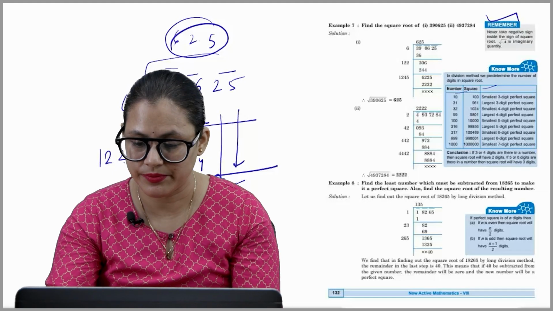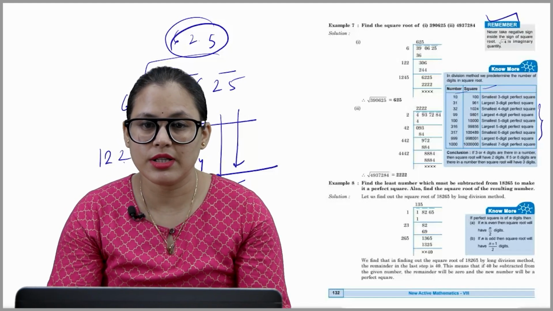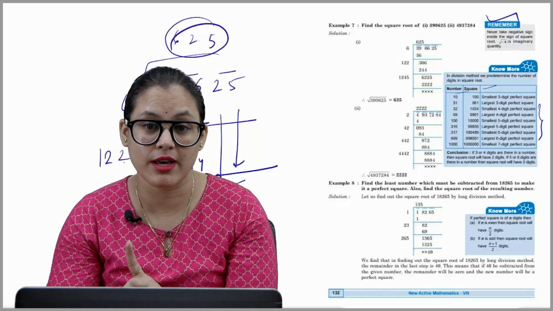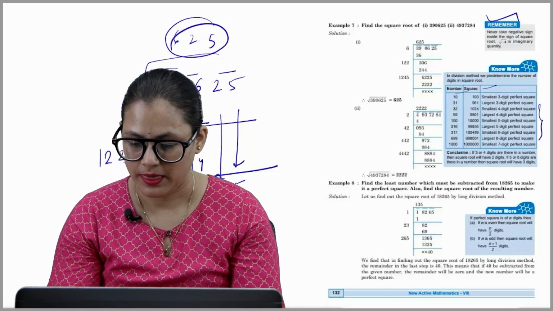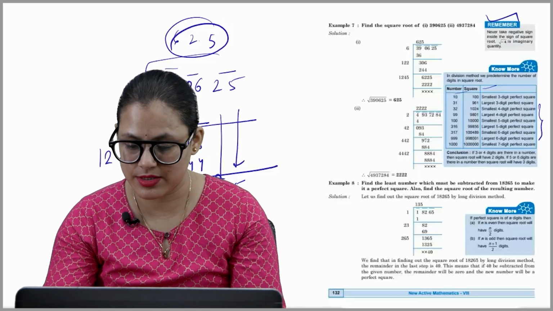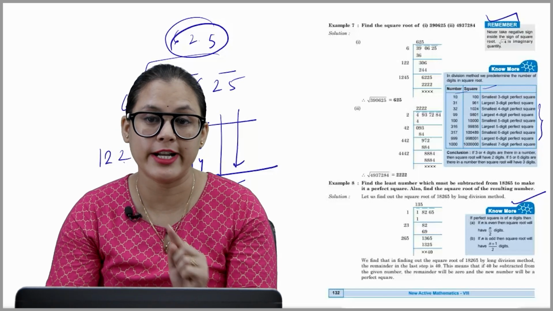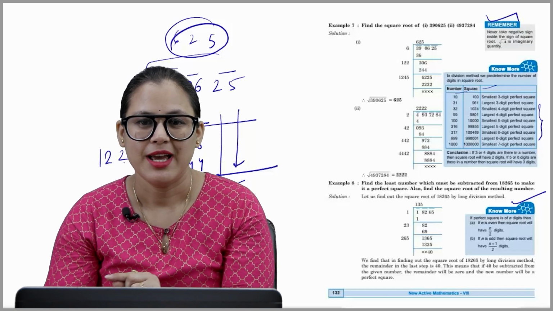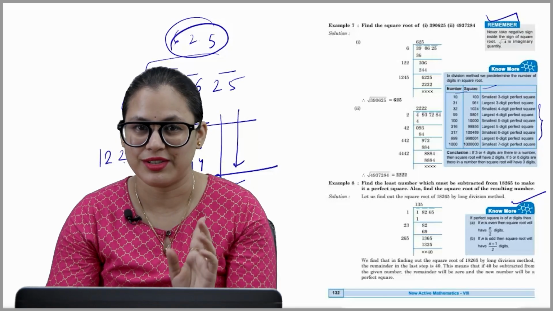Similarly, go through this. Conclusion: if there are 3 or 4 digits in a number, then the square root will have 2 digits. If there are 5 or 6 digits, then the square root will have 3 digits, right? And if a perfect square has n digits, then if n is even, the square root will have n by 2 digits. If n is odd, then the square root will have (n plus 1) by 2 digits, right?